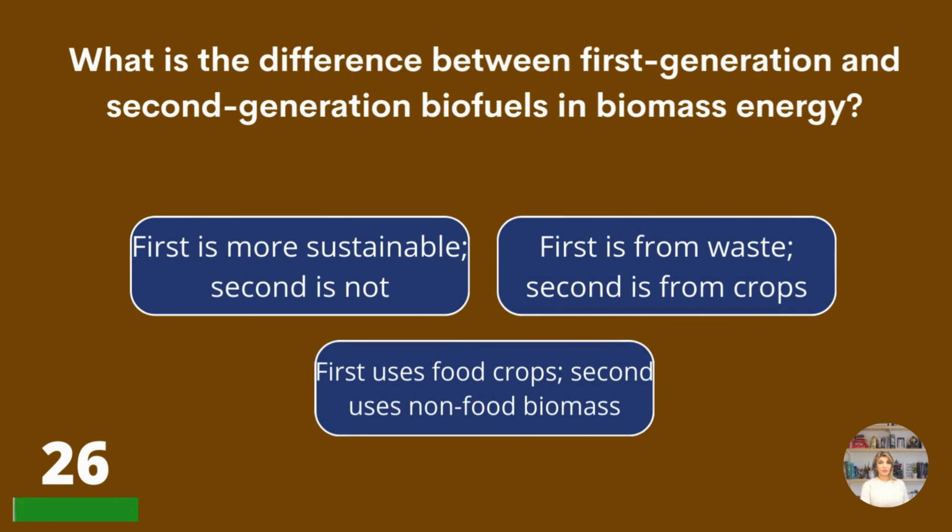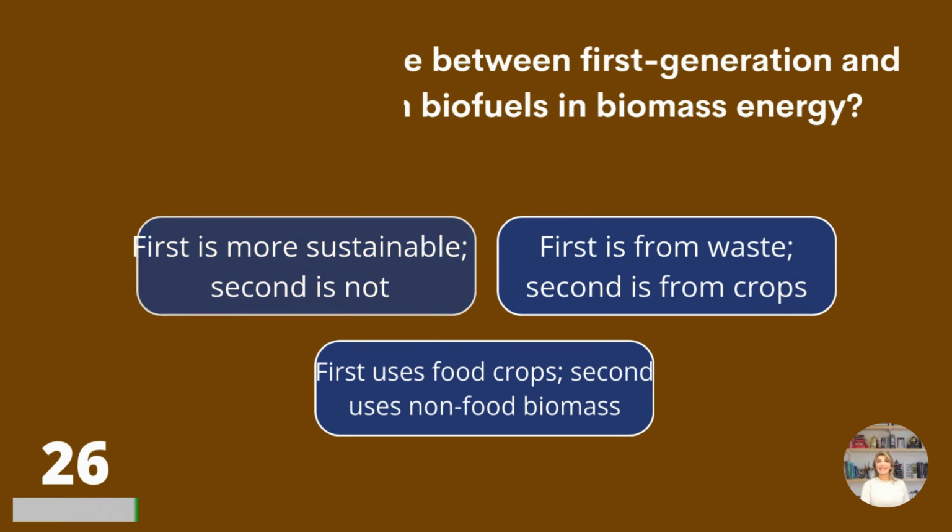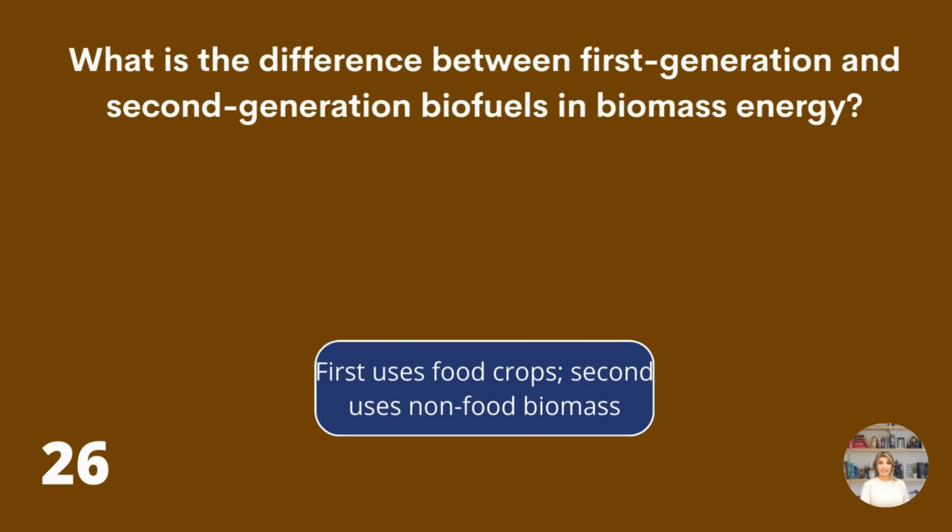What is the difference between first generation and second generation biofuels in biomass energy? First is more sustainable, second is not. First is from waste, second is from crops, or first uses food crops, second non-food biomass. And that last one is the answer.